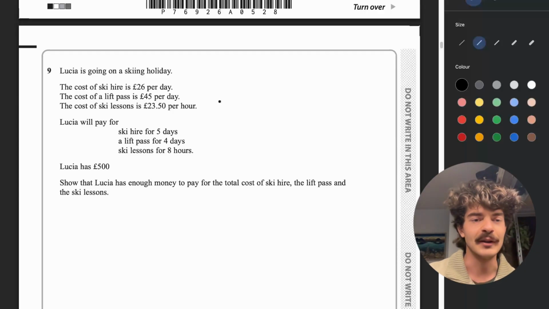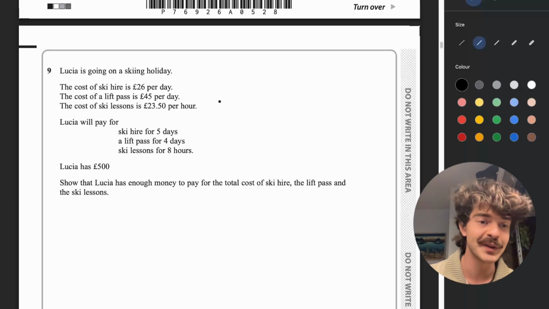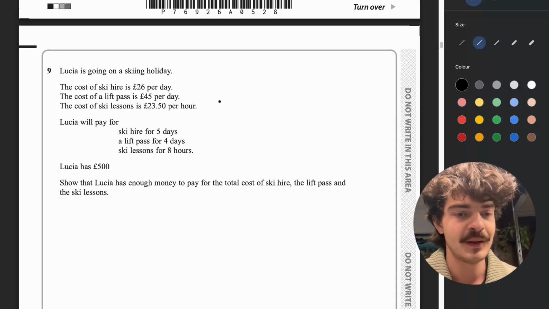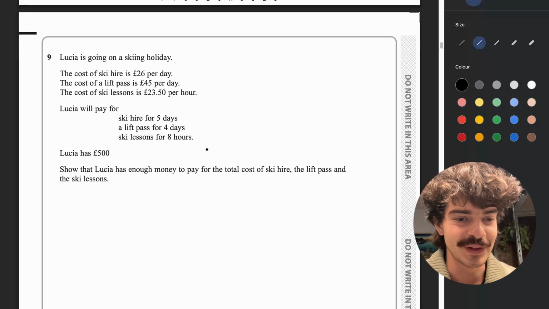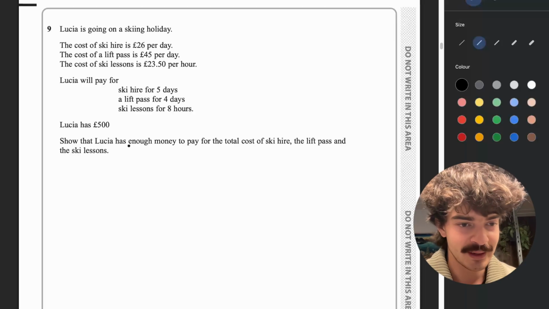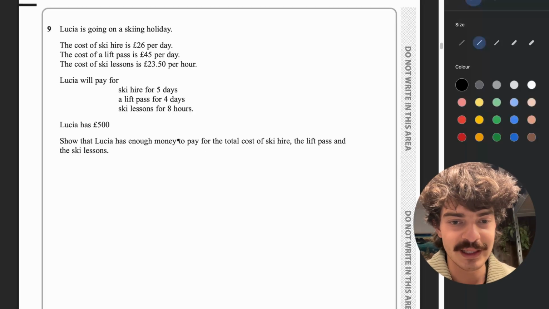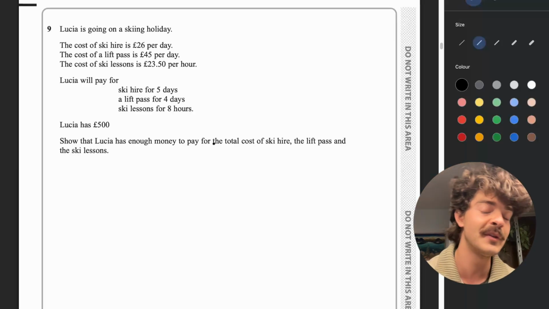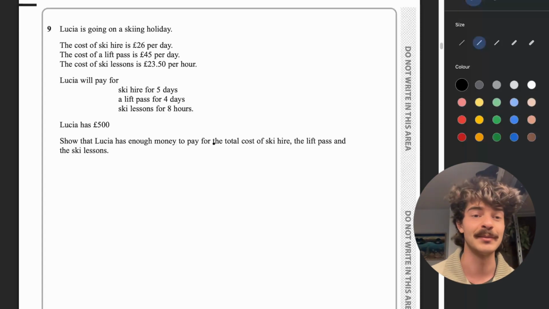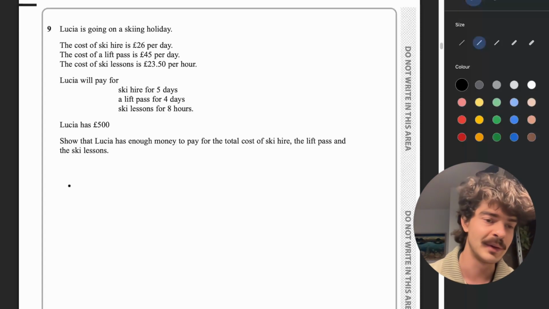Lucia is going on a skiing holiday. The cost of a ski hire is £26 a day. The cost of the lift pass is £45 a day. The cost of the ski lessons is £23.50 per hour. Okay, so we've just got a multitude of different things here to figure out. What are we figuring out? So Lucy has enough money to pay for the total stuff. Cool. So we've basically got a list of things that we need to buy, right? So let's work through each one by one.